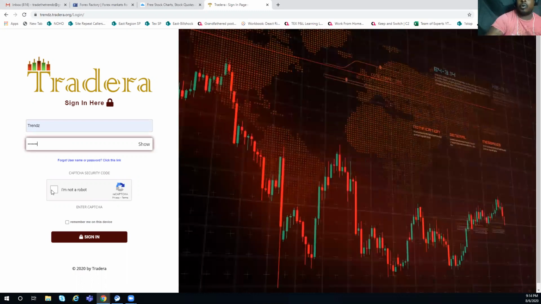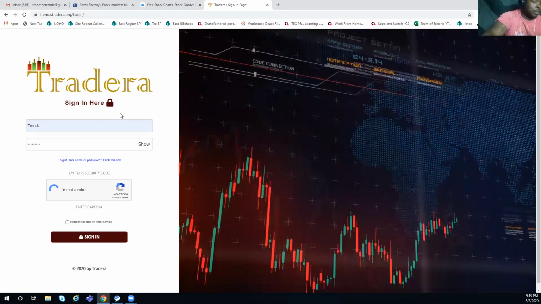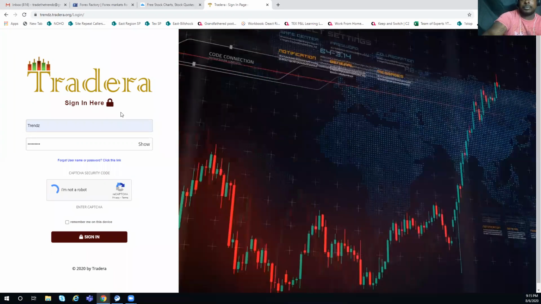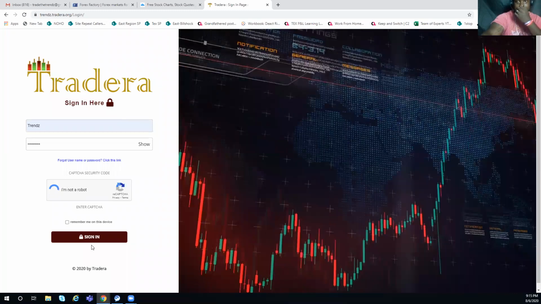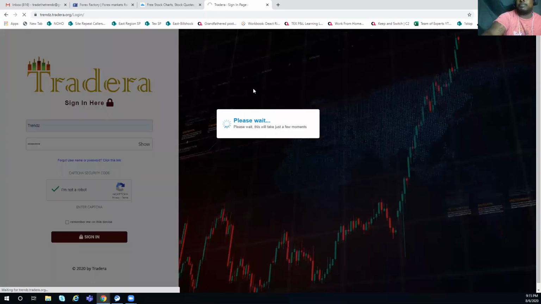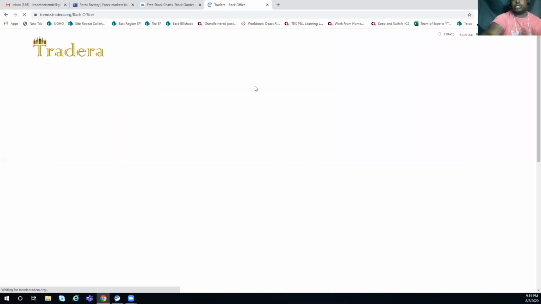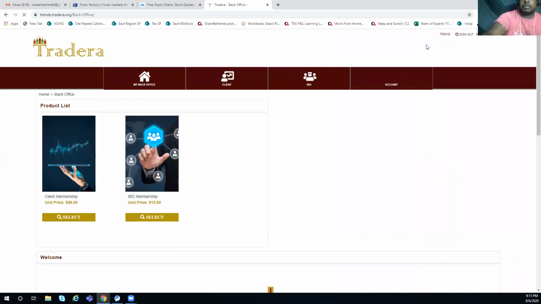Of course, Tradera.org is where your password, your login would be. Of course, it's going to ask you to do the captcha to make sure you're not a robot. Hearing there's a lot of robots out here lately. But how we navigate, so what's going to happen is once you register, basically you're going to get your back office. That's going to come up something similar like this.